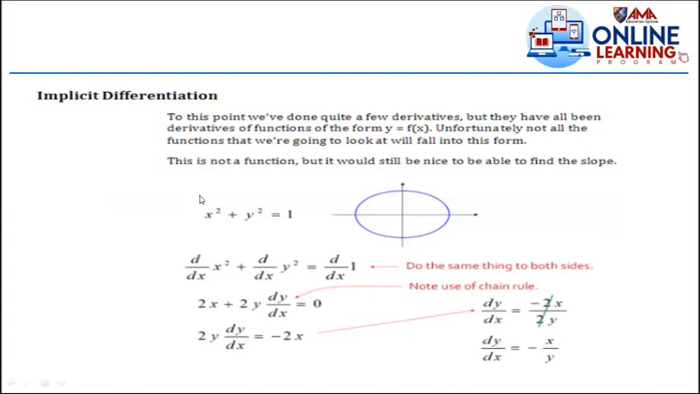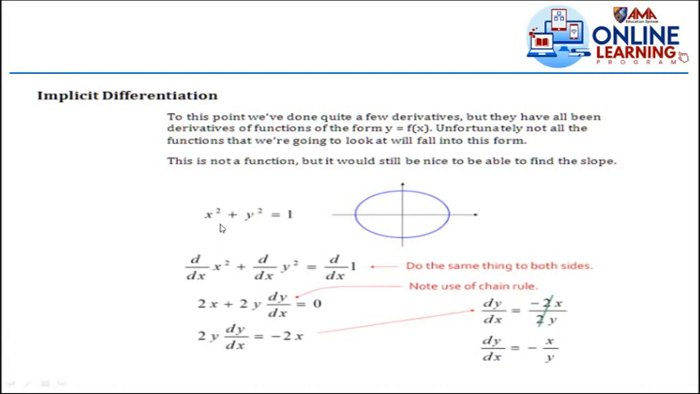So, what is the difference between them? To this point, we've done quite a few derivatives, but they have also been derivatives of functions of the form y is equal to a function of x. Unfortunately, not all the functions that we're going to look at will fall into this form. This is not a function, but it would still be nice to be able to find the slope.